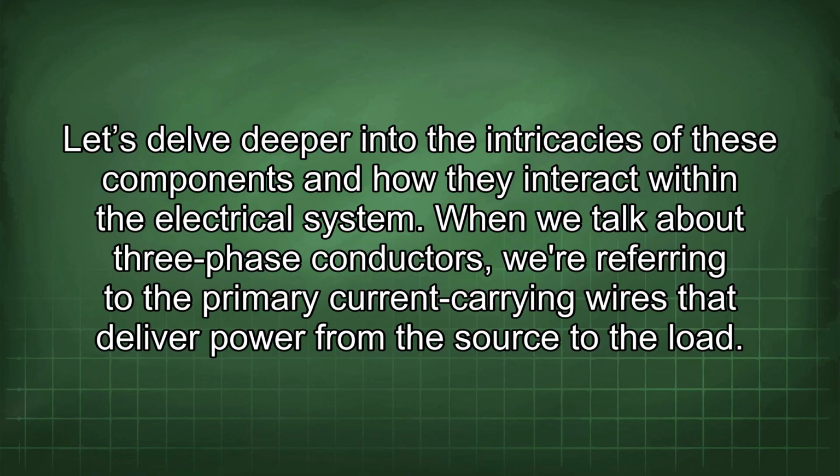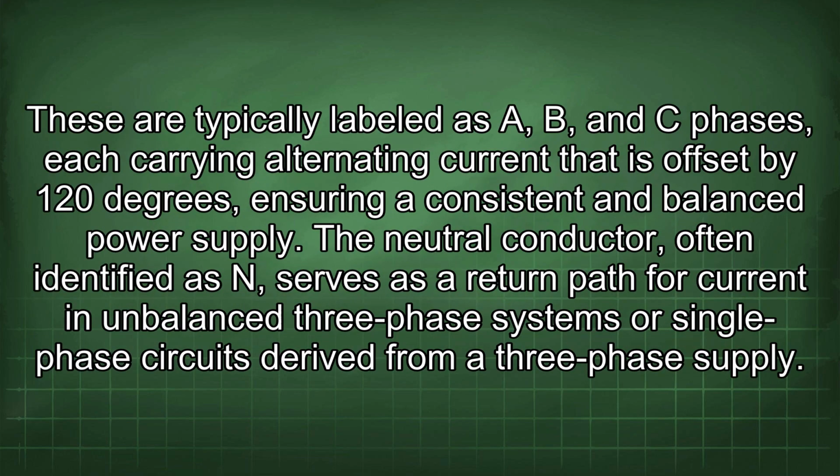When we talk about 3-phase conductors, we're referring to the primary current-carrying wires that deliver power from the source to the load. These are typically labeled as A, B, and C phases, each carrying alternating current that is offset by 120 degrees, ensuring a consistent and balanced power supply.